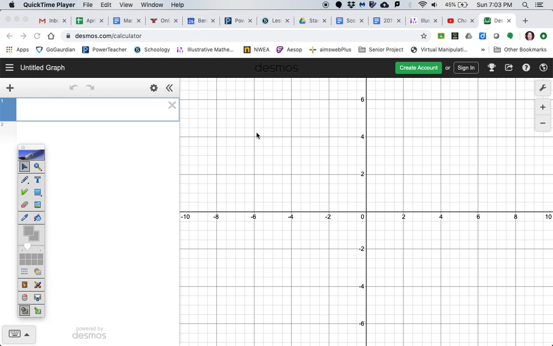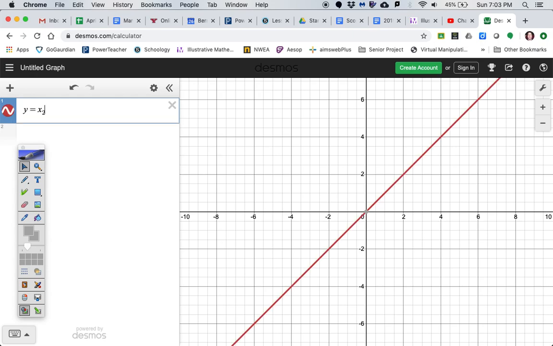Okay, today I'm going to show you how to use Desmos to graph with it. So this is for quadratics. So over here, we're going to graph y equals. Just type in y equals x squared.